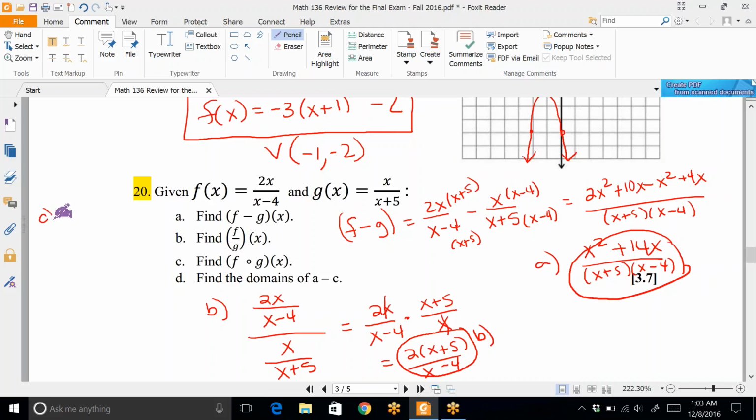And then for C, we're doing composition, which is, remember, f of G, so you plug G into F. So for this one, we need to write F as a shell. So 2 blank over blank minus 4. Plug in the other function for all the blanks.